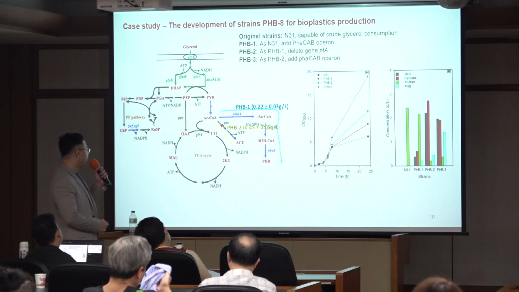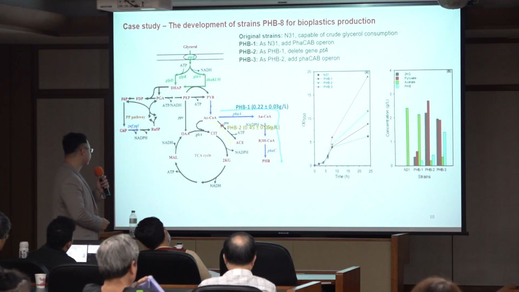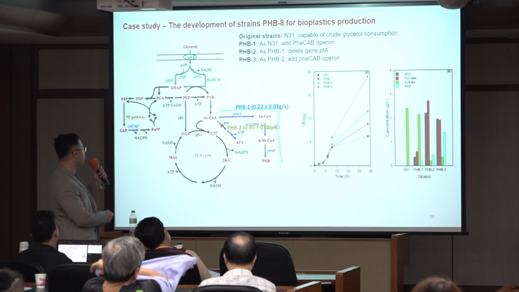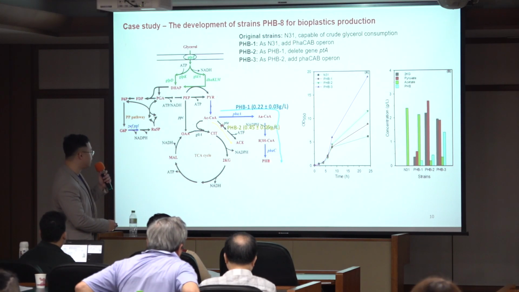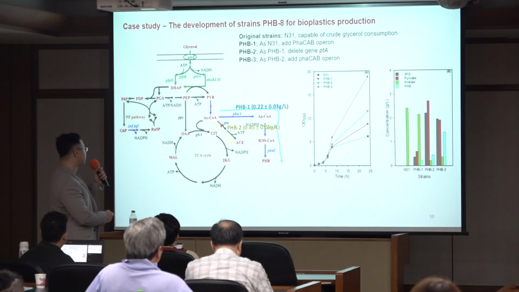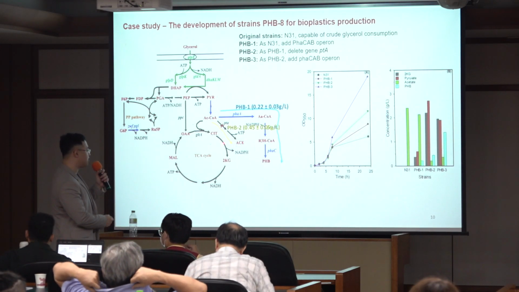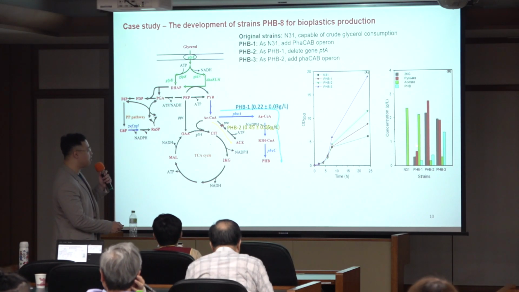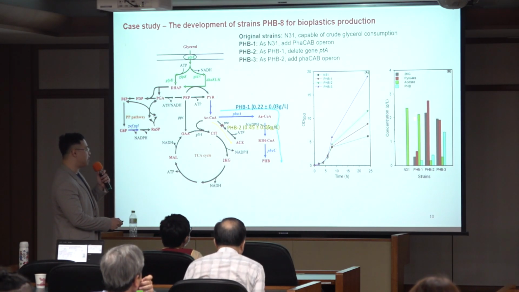And then, if we take a close look at this pathway, we can see that this is acetyl-CoA, and that is a precursor for the PHB. But this acetyl-CoA is also a precursor to produce acetic acid. So you can see in this graph, the green color column, that is acetic acid. They produce so much acetic acid.